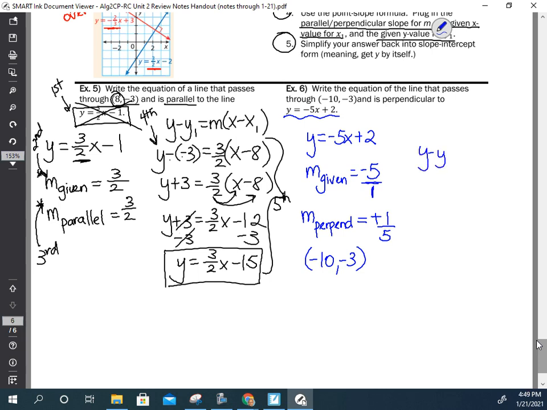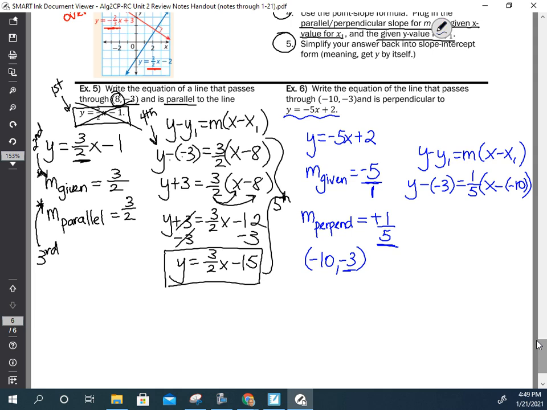So let's keep it going. y minus y1 equals m(x minus x1). First y stays, the second y, we have -3. Our slope is positive 1 over 5. The first x stays, the second x becomes -10. So y minus -3 equals 1/5, parentheses, x minus -10. So we're set and ready to go to finish this off.